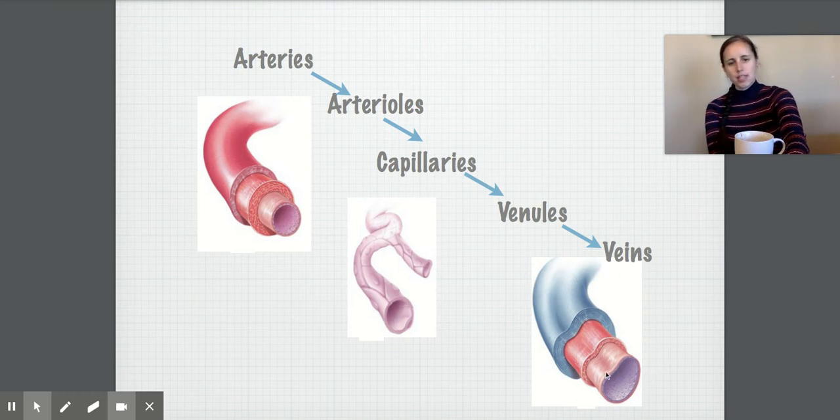You can see that the veins here are wider, and are actually thinner on the outside. So look at how the walls of the veins are thinner than the walls of the arteries. That's because there's less pressure in the veins, because it's that blood that's actually returning back to your heart. So as blood comes back to your heart, it's flowing much slower, and it's got much less pressure in it.